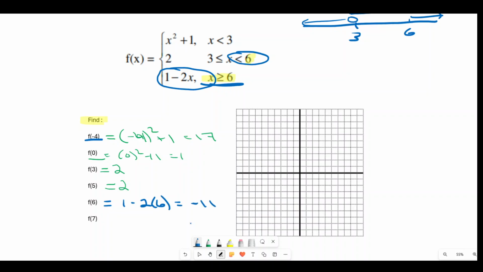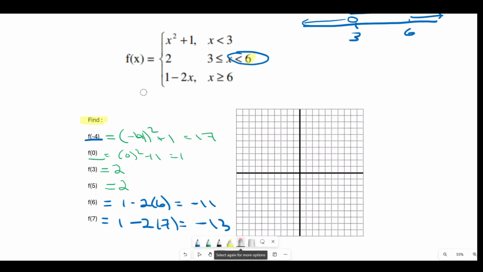And then finally, I'm going to find f at 7. Obviously 7 is greater than 6, so I'm going to use this rule again. 1 minus 2 times 7 is 1 minus 14. That's -13. So that's making sure that we understand the very basics of a piecewise function.